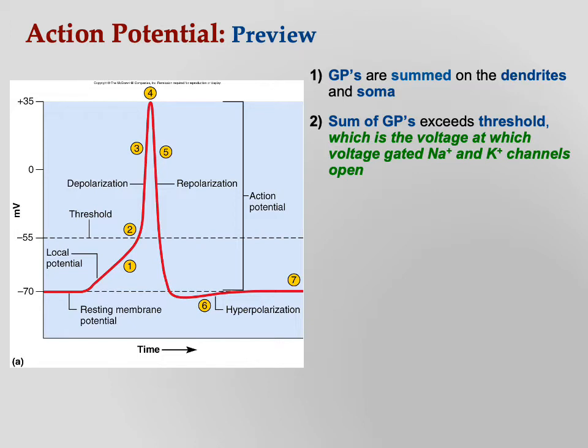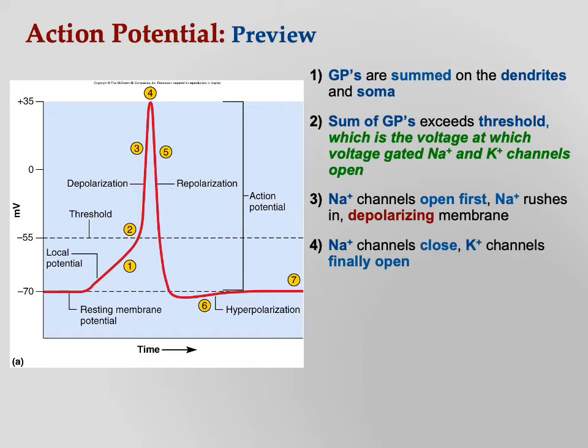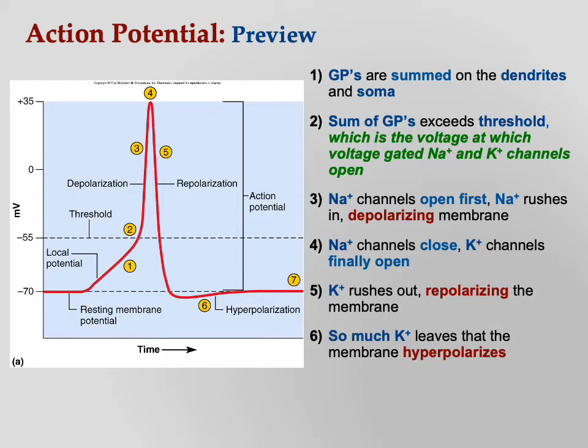Then, if we exceed threshold, that's going to open the voltage-gated sodium and potassium channels. Sodium comes through first. That depolarizes. Then the sodium channel is closed, potassium channel is open. Potassium flows out, repolarizes. So much flows out that we hyperpolarize the membrane and we go down lower than -70. And then, thank goodness, within a matter of microseconds, the sodium-potassium pump will restore the concentration and electrical gradients.